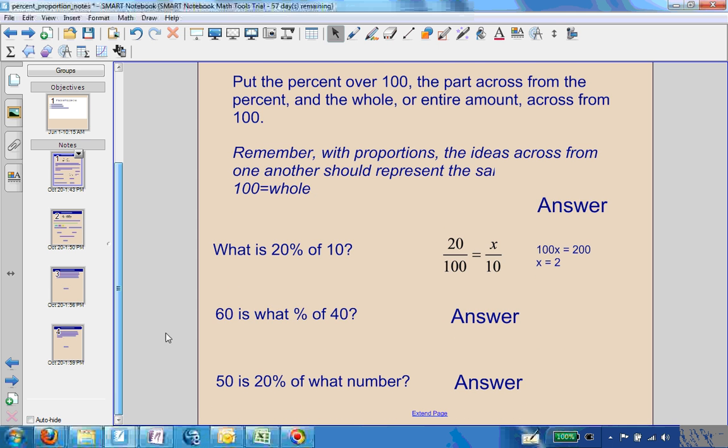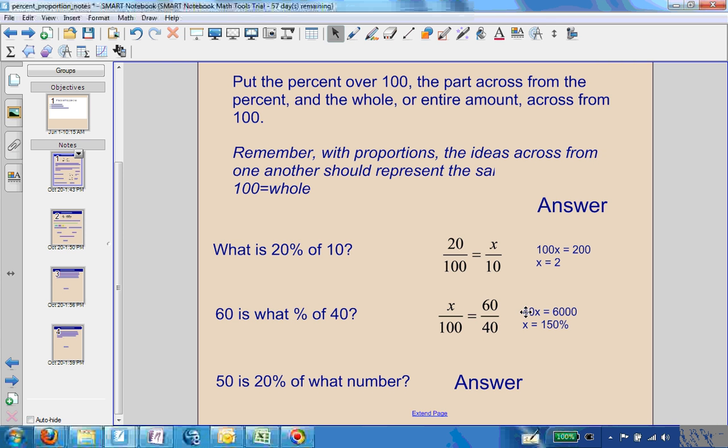Another example, 60 is what percent of 40? In this example, we have 60 being our part. 40 is our whole. Notice that your part is actually bigger than your whole, because sometimes you can have more than 100%. And then our percent is what we're solving for. So x goes over 100. We're going to cross multiply.